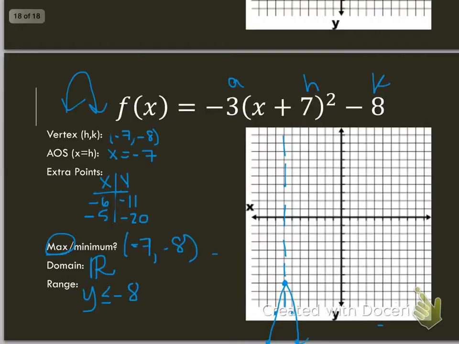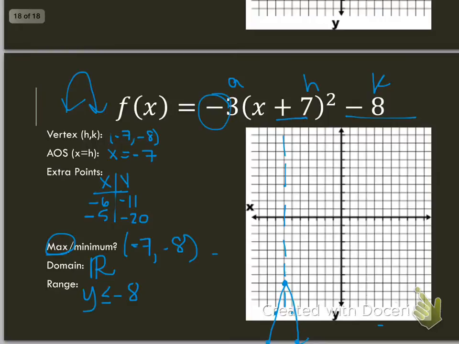So you can see how it's a maximum at my vertex, -7, -8. We got all real numbers. My y value is -8, and then I want everything less than -8, because all of my y values hit at less than -8. Okay, if we go up, you can notice that this should be shifting left 7, so my vertex shifted left 7, it went down 8, okay?